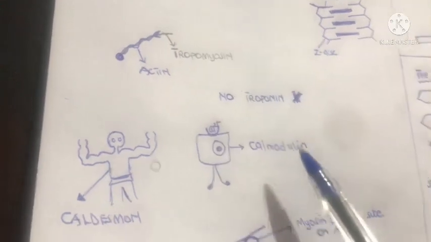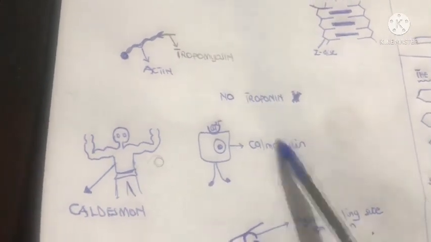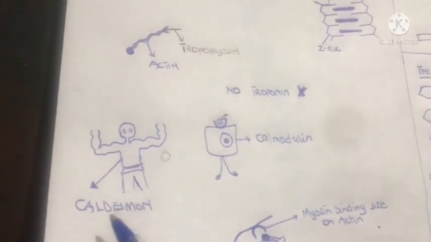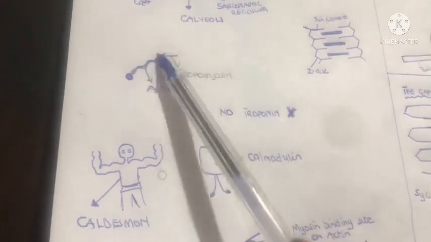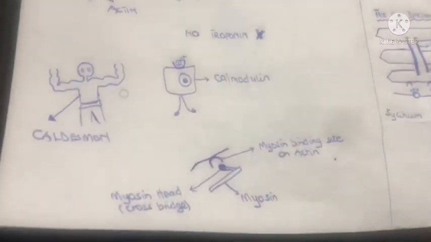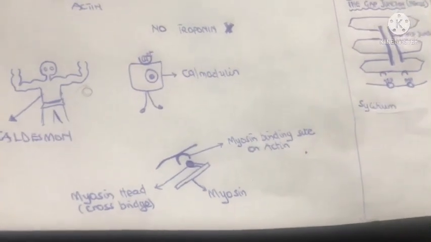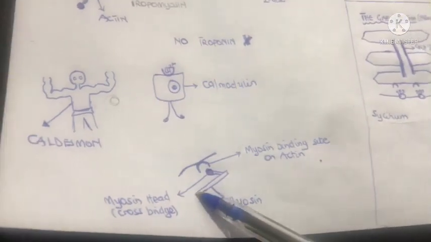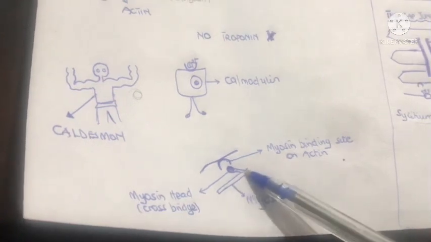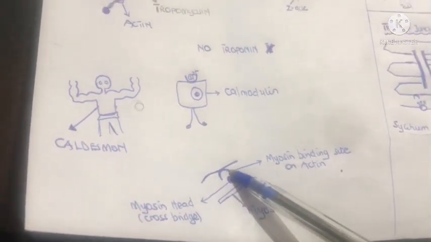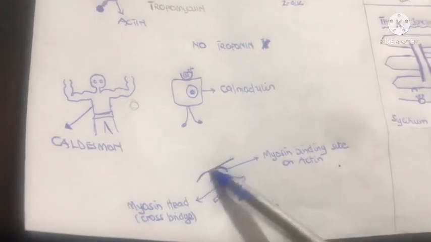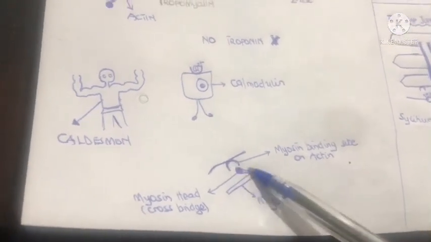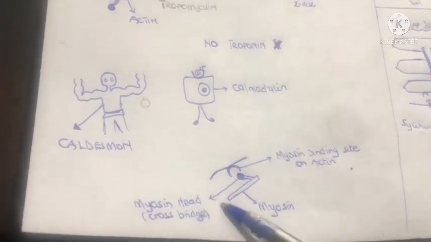So this calcium calmodulin complex will go and activate this caldesmon, and it will cause the tropomyosin to expose the myosin binding site for the myosin heads to bind at that site to cause contraction. So let's say that this is the myosin, the thick filament, this is the head, and it binds to this myosin binding site on the actin, you understand? And the head of the myosin is called the cross bridges.